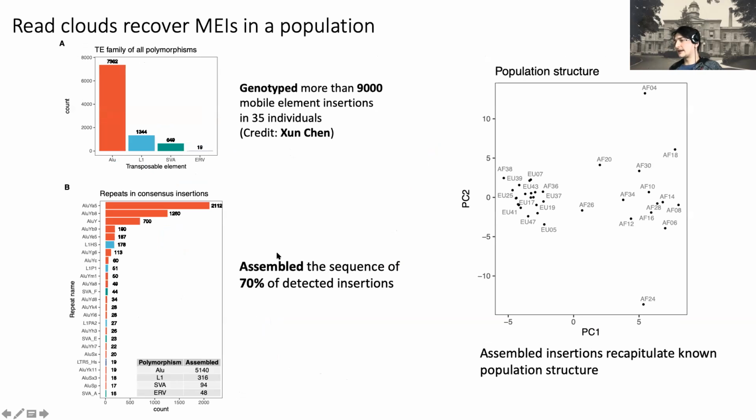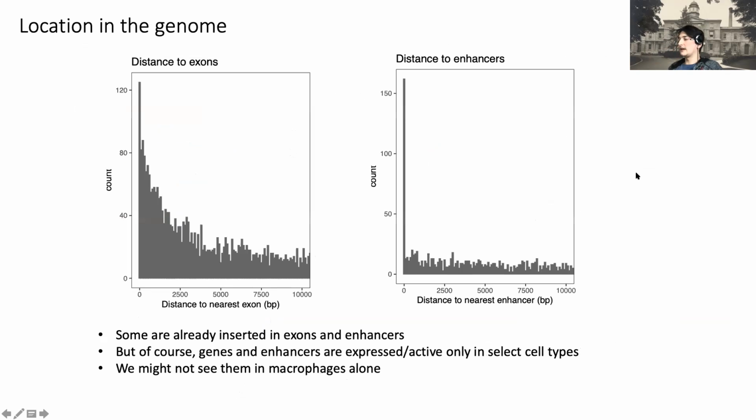And again, we think we did a good job because it passes some checks. So once we recapitulate these reassembled insertions, we recovered the original population structure that we know is in the data set. And some of these events are quite interesting without even further analysis. For example, some of these insertions are within exons, and another set of these insertions are within enhancers. Now, of course, we only study one of these cell types, macrophages, so not all these events could be relevant because they are expressed in other cell types, but still we might see a subset of these.